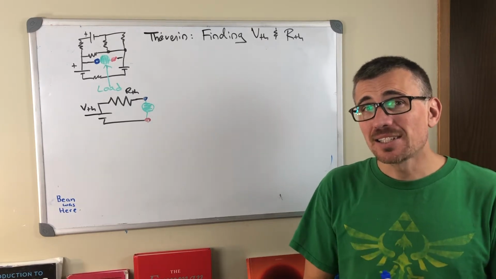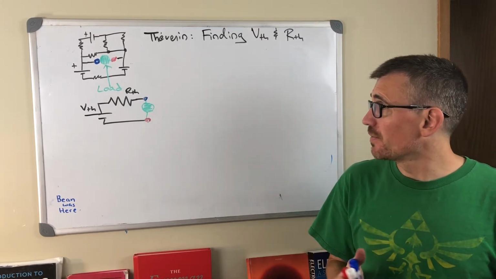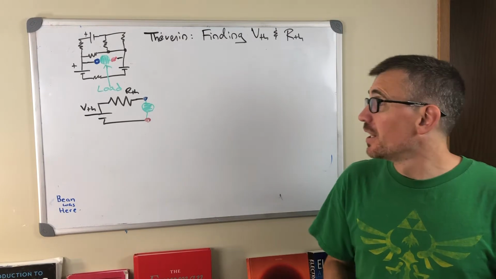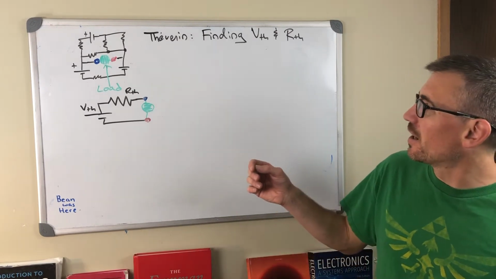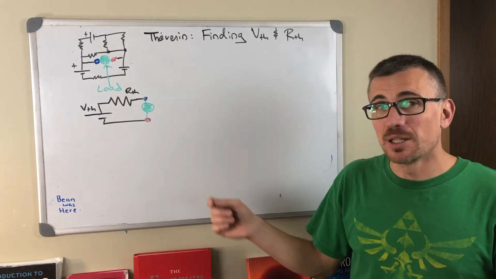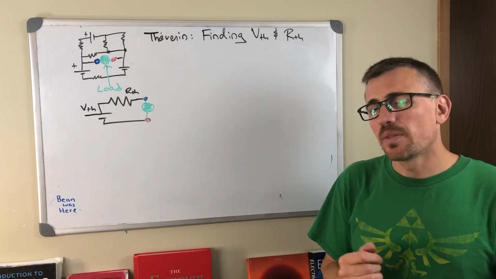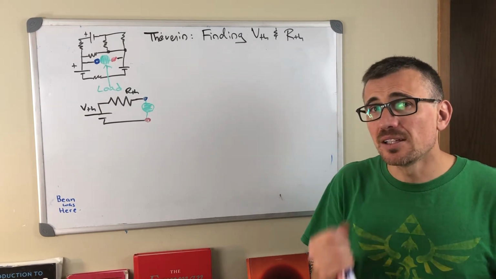Alright, so welcome back to the second part of the Thevenin video. In the first part, we discussed the concept of output impedance. And really what that means is the difference between a real and an ideal voltage source.